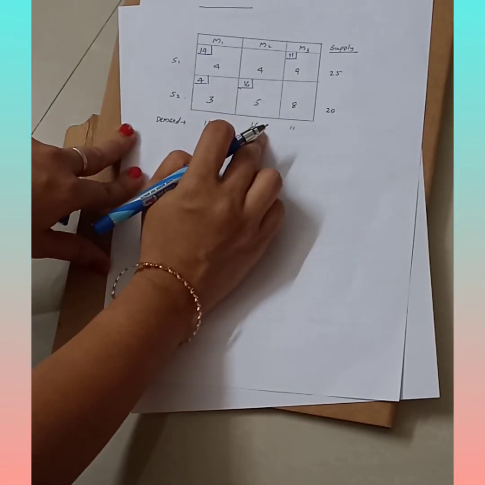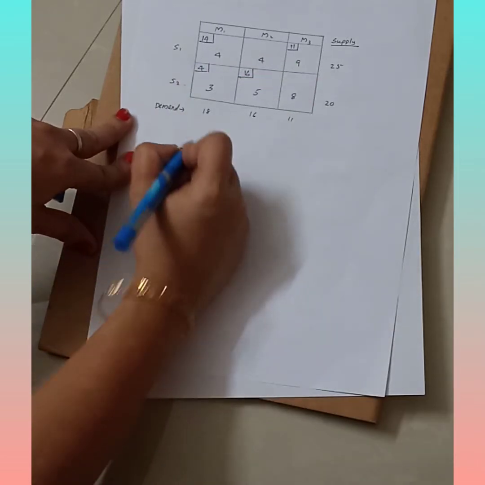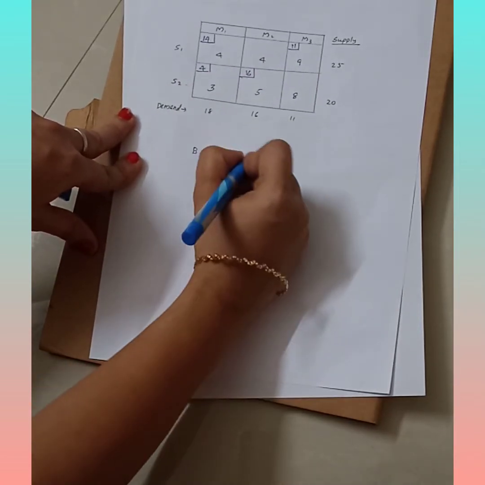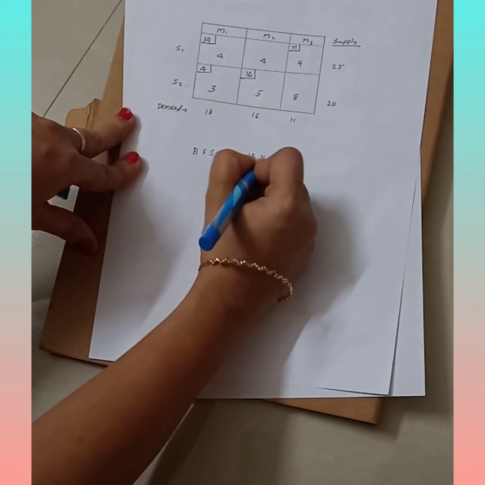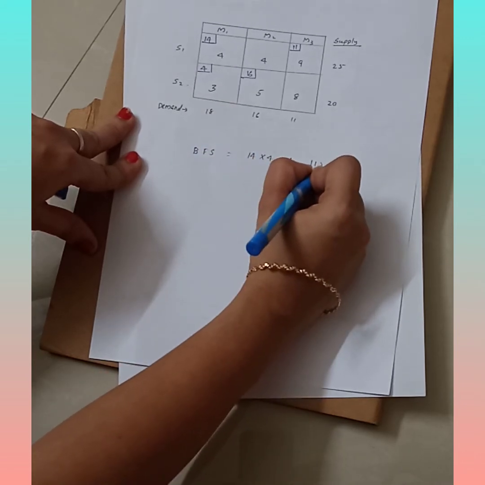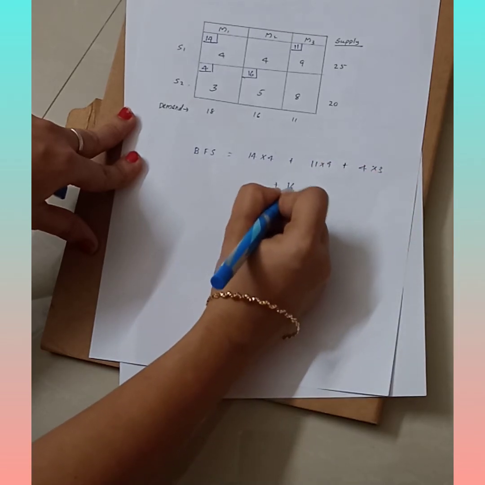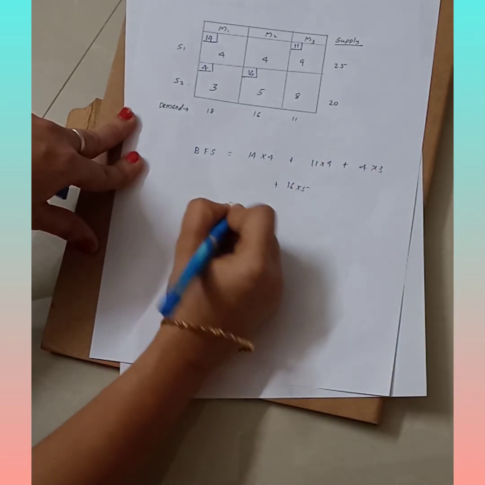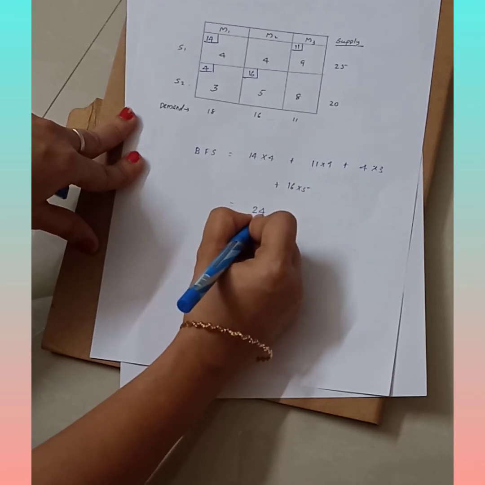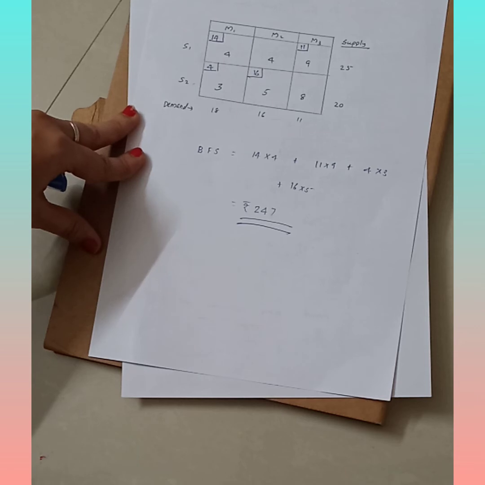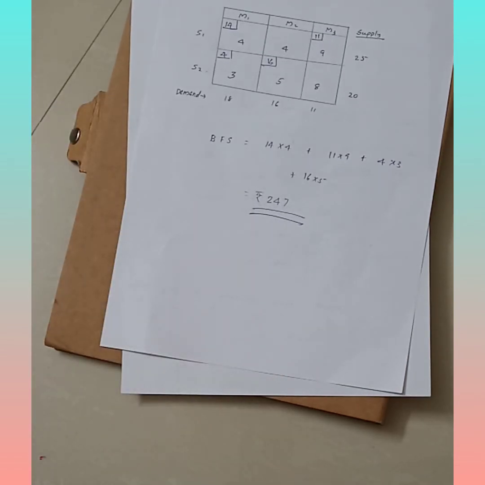So when you have the allocation for the profit matrix, what you need to do is simple. We can find the basic feasible solution. How do we find the basic feasible solution? You have to just multiply 14 into 4 plus 11 into 9 plus 4 into 3 plus 16 into 5. Clear? So finally you will get the answer as 247. Okay, rupees 247 is your basic feasible solution. That is the basic profit. In the basic feasible solution, the profit is 247 rupees.